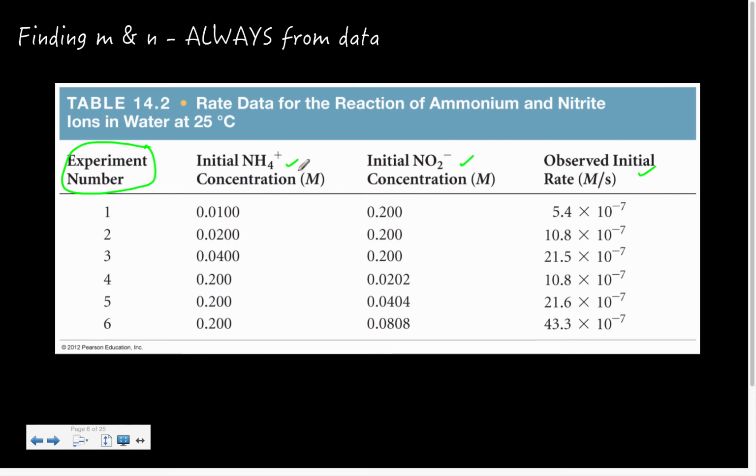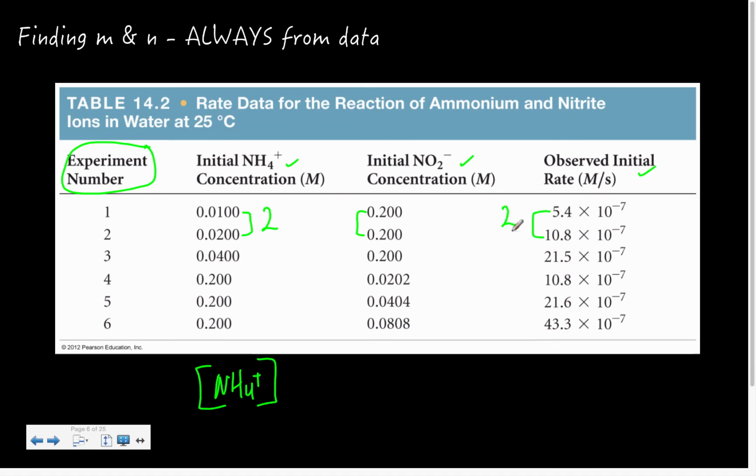Now, if I want to find the effect of NH4 plus on the solution, I'm going to look for trials where NO2 stays the same. If this is a reaction between these two things, and I keep my NO2 the same but vary my NH4, then a change in the rate would be due to the change in NH4 concentration, okay? So if we look at these two trials, for example, the concentration of NO2 stays the same, and this doubles. So that doubles.